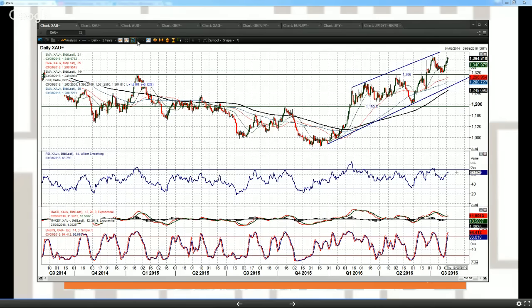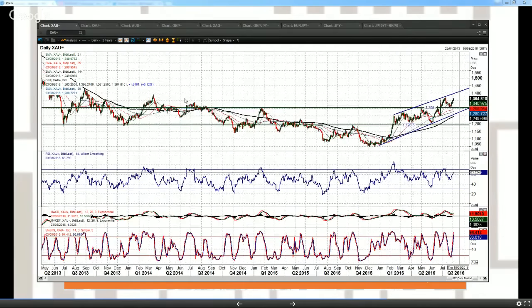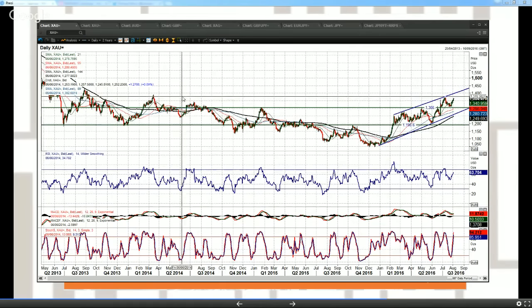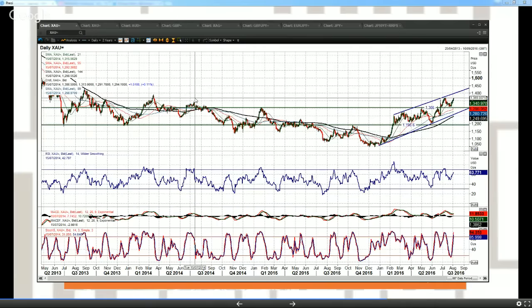So let's zoom out, and you can see next resistance 1391, and then 1433, which was 2013. So 1391 and 1433 are the next resistance levels. Not a million miles away from 1391 already, but you can certainly tell just on a long-term basis.